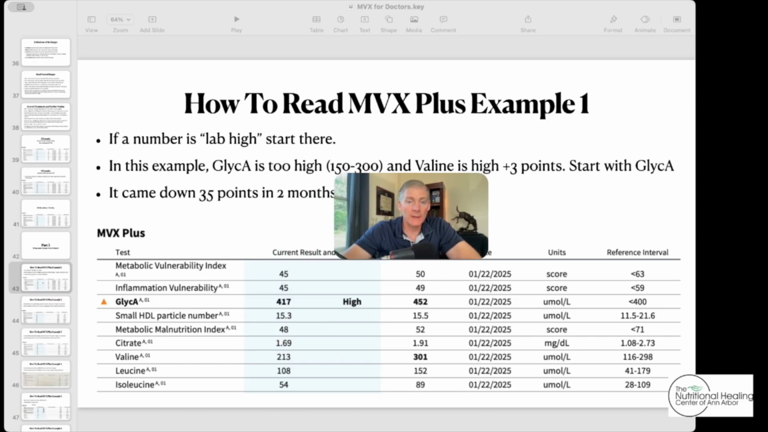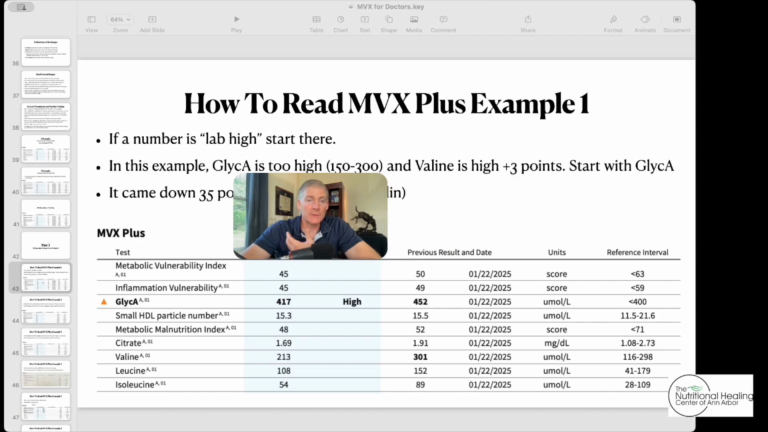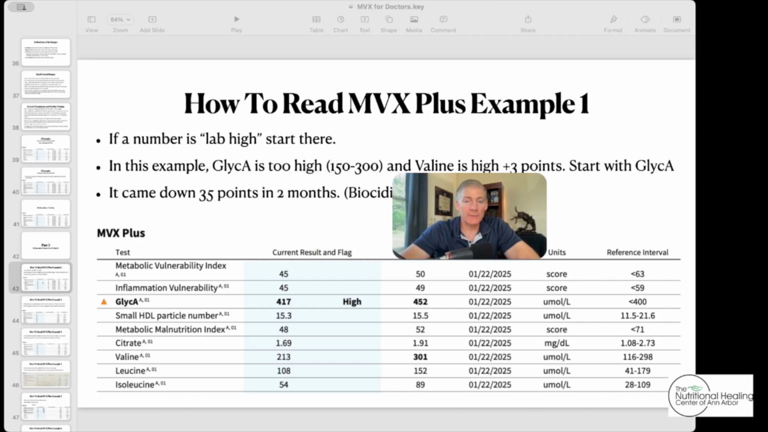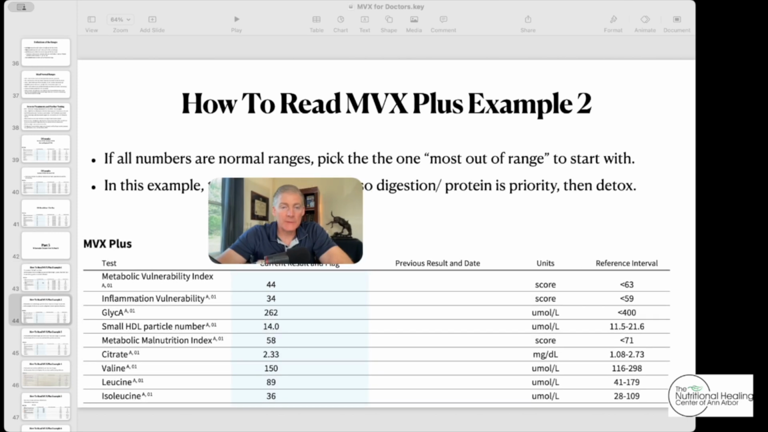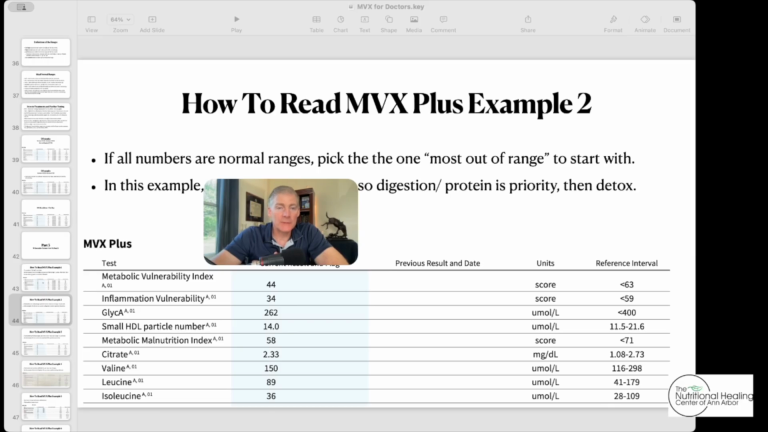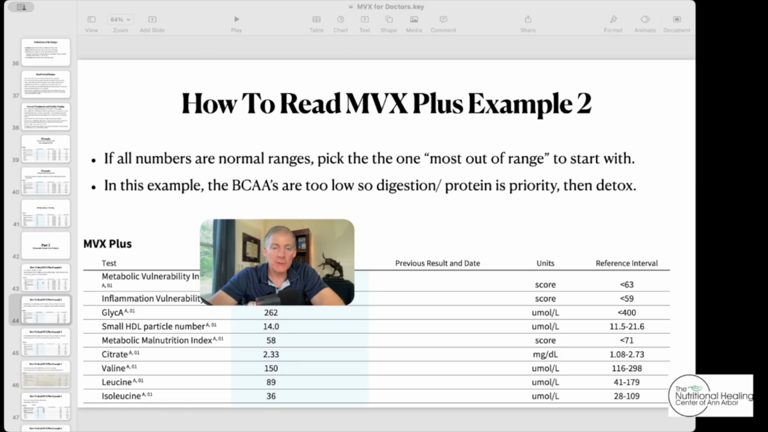So overall, his total score went from 50 down to 45. So that's how it goes, and this is over the course of a couple months, and there's an example of how to make this work. So here's an example of a person whose overall score is 44. Their glyc-A is really pretty good at 262, and it should be below 300, so that's excellent.